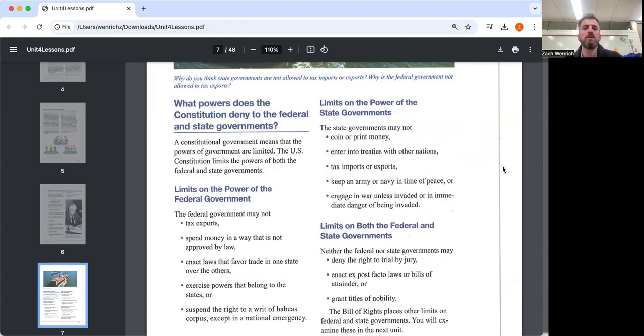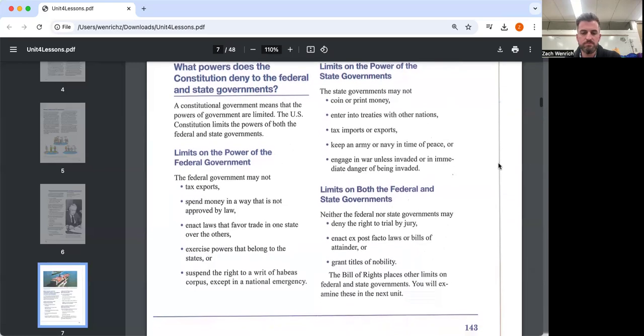So here are the limits on state governments. They cannot coin or print money, enter into treaties with other nations, tax imports or exports, keep an army or navy in time of peace, or engage in war unless invaded or in immediate danger of being invaded.